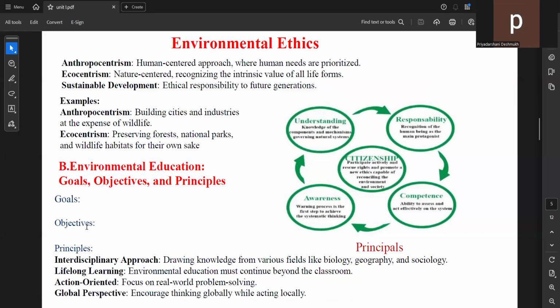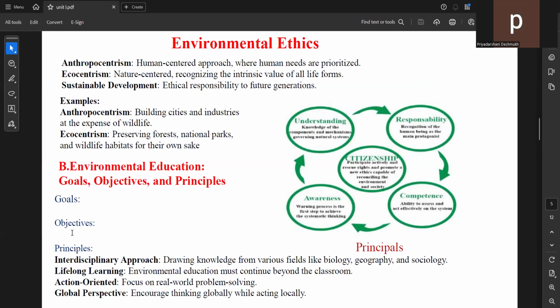Now, environmental ethics is a philosophical study of human relationships to the environment, focusing on the moral obligations humans have to protect and sustain nature. So it is a prior duty. And with this, there are some keynotes: anthropocentric, ecocentric, and sustainable development.